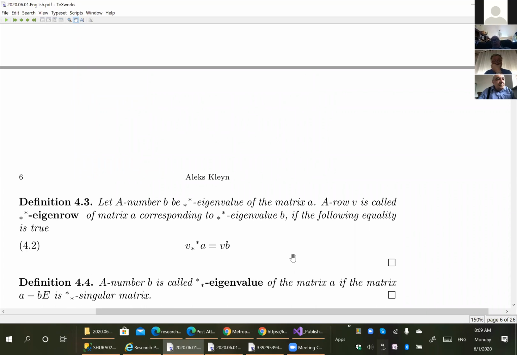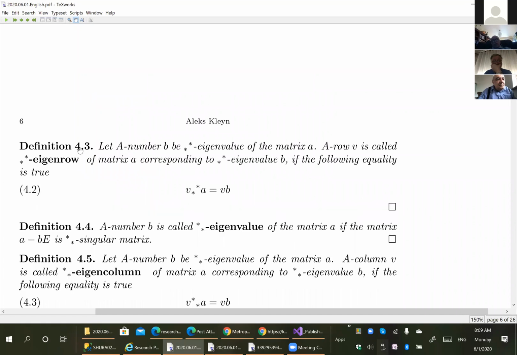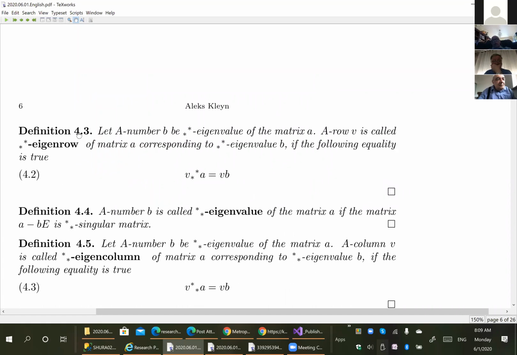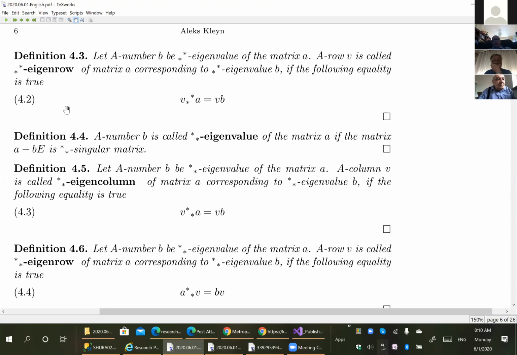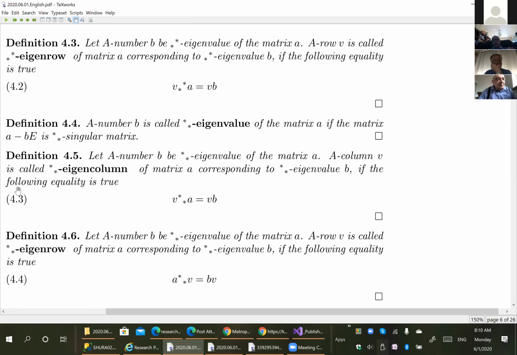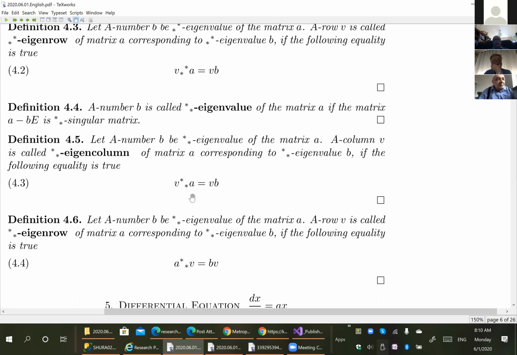And similarly, I can introduce the column row eigenvalue, and for the column row eigenvalue, I see, appropriately, an eigen column vector and an eigen row vector. But in this case, the vector is written from the other side.